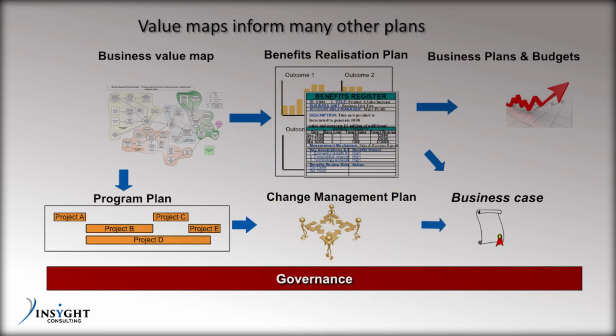So the next slide shows how these value maps actually inform a lot of other plans. We start off with the value map, which will then help us develop a program plan consisting of a number of initiatives or projects and how they are linked together. That will help us and inform a change management plan. What are the things we need to do, the training, the process changes, the people changes, the behavioural changes. There will be a benefits realisation plan, which will have a register of the benefits we expect to get and how we are going to measure them. That will feed into business plans and budgets. And all of this will feed into the business case or the justification for why we are doing it.